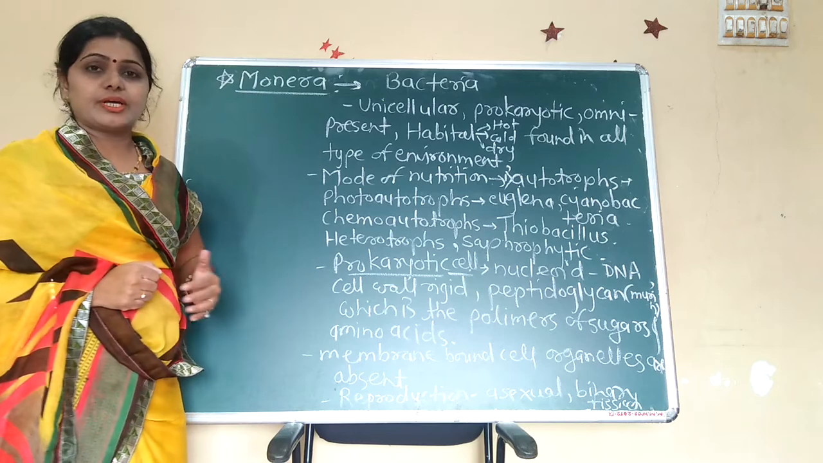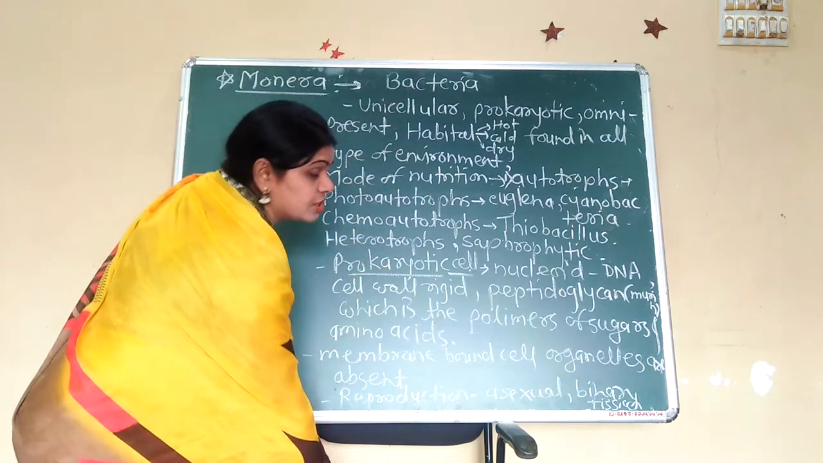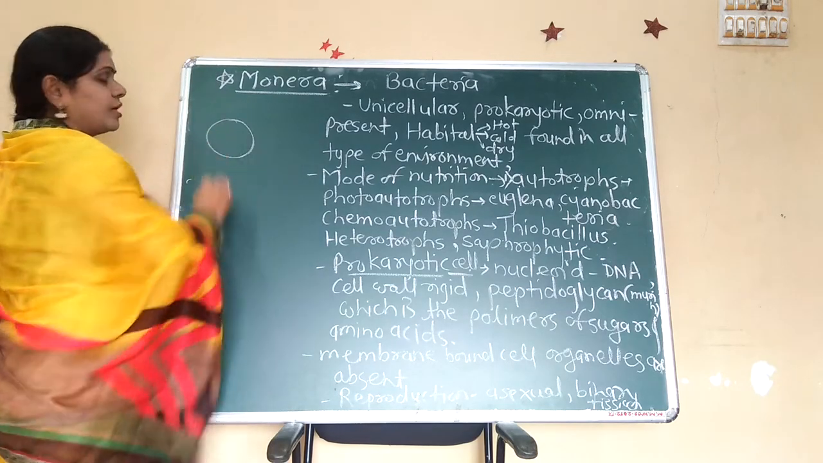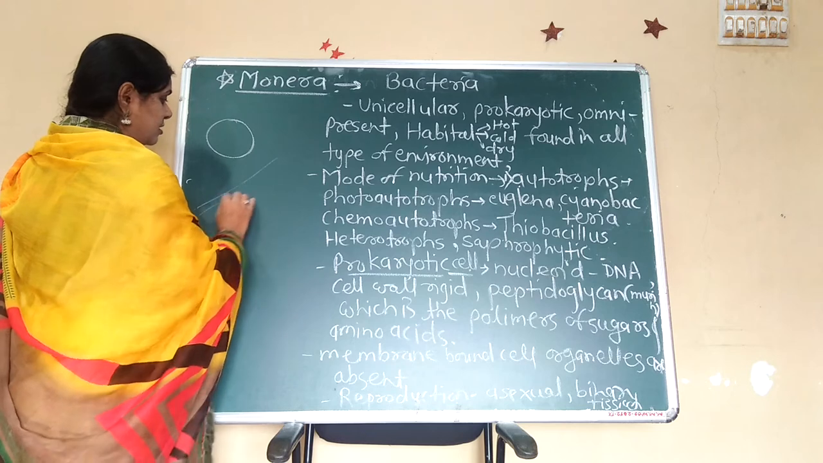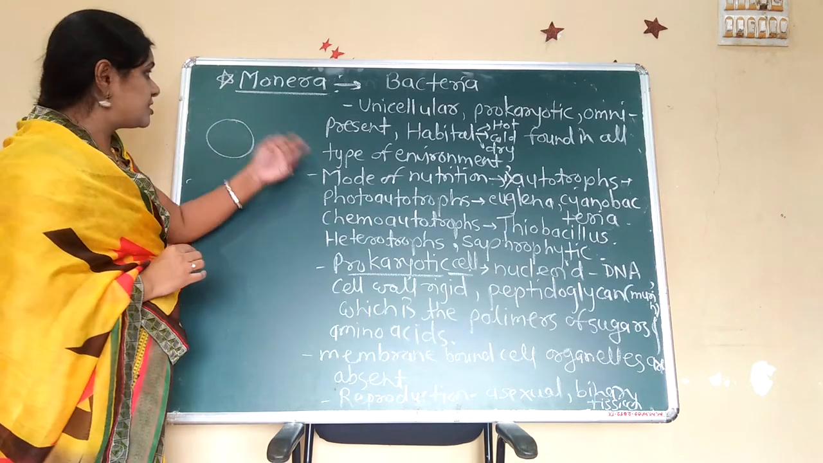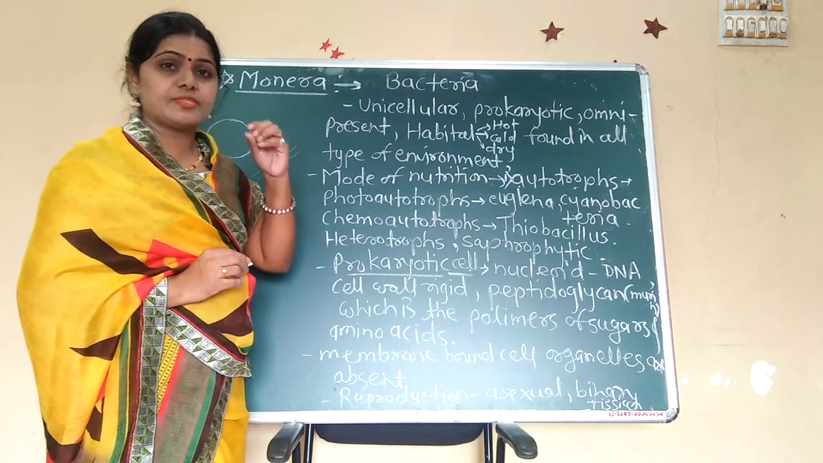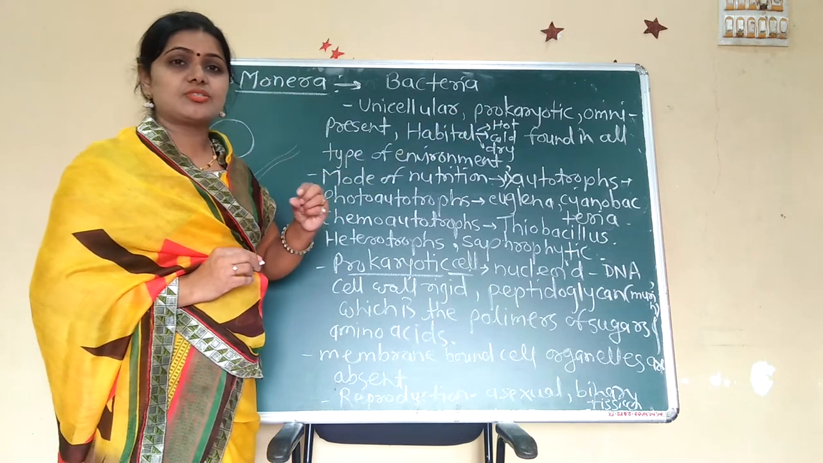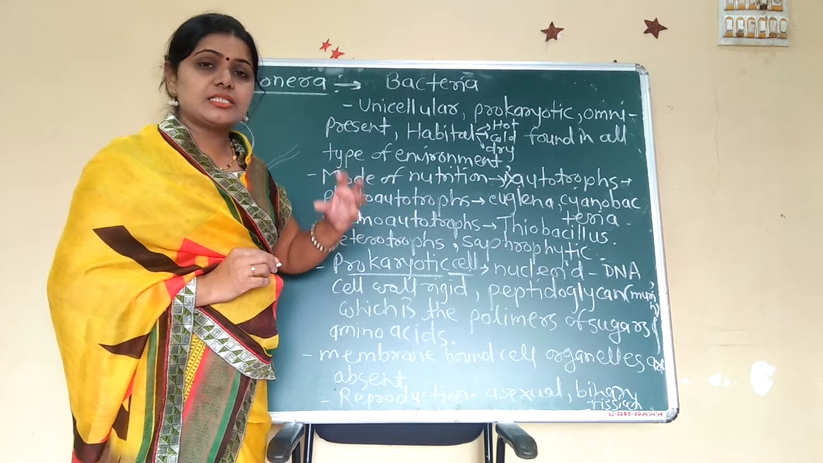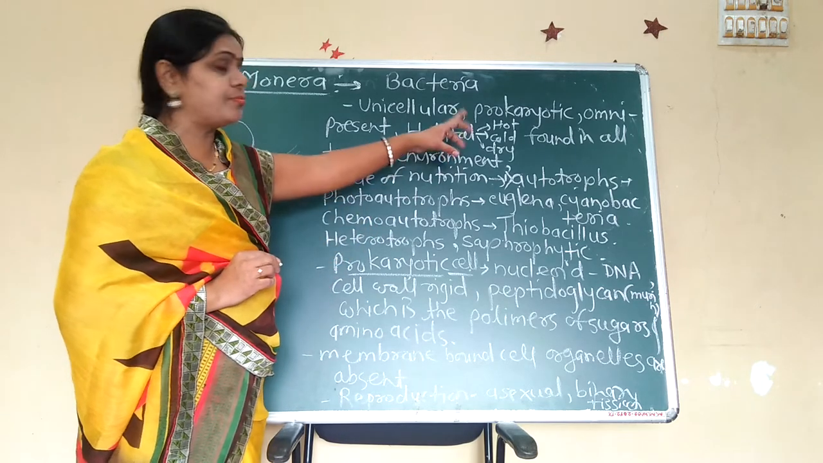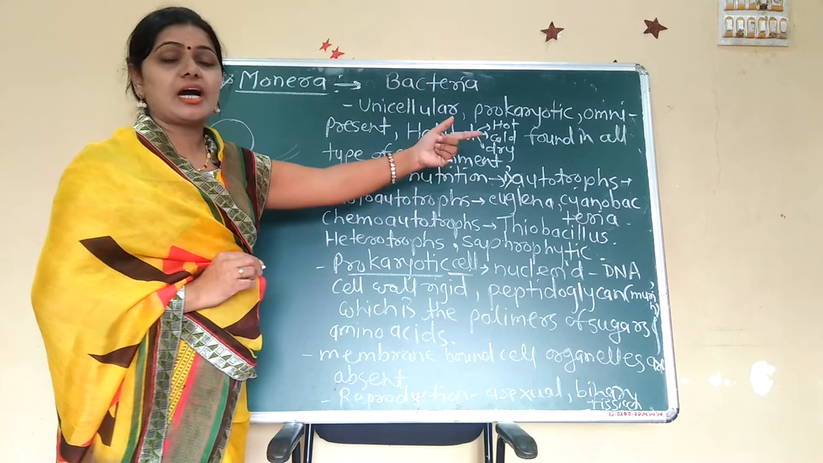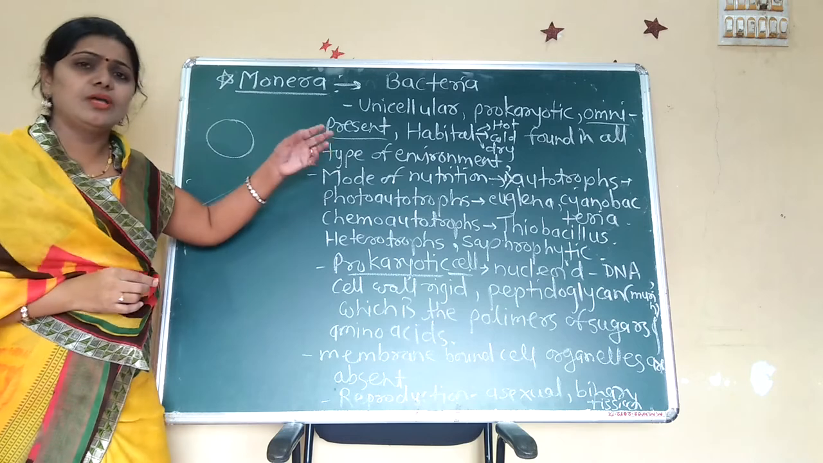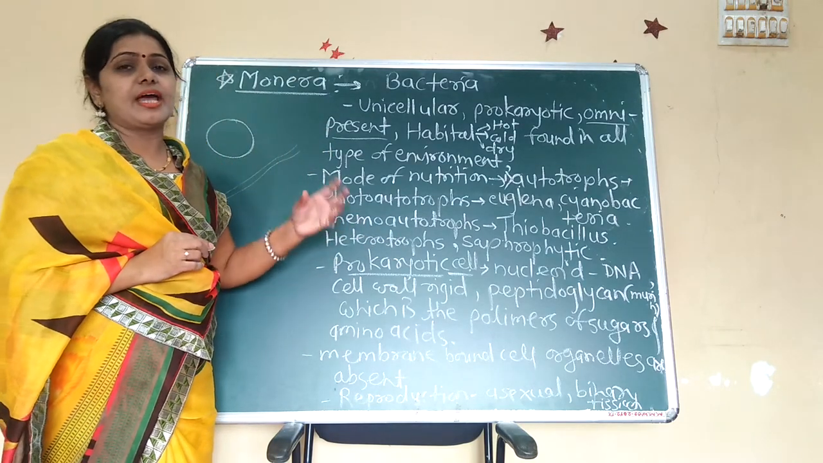And this kingdom Monera is unicellular, made up of one cell, and it is also filamentous, a thread-like structure. Monera is unicellular, made up of a single cell, prokaryotic, the nucleus is not well developed, and membrane-bound cell organelles are absent in the prokaryotic cells of kingdom Monera. These bacteria are omnipresent. Omnipresent means present everywhere, kutahi, in any place.